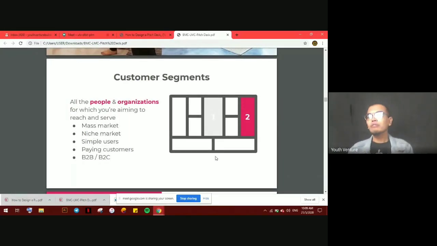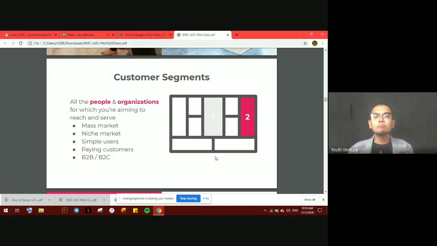So we've covered the first part, which is the value proposition. Now we go on to the second part, which is customer segment. Customer segment is all the people and organizations which you are aiming to reach in the market. Customer segment will usually be divided into two, especially if you are building a software product. It will be divided into clients and users. Users are people who are using your app. Clients are people who are paying to use your app.